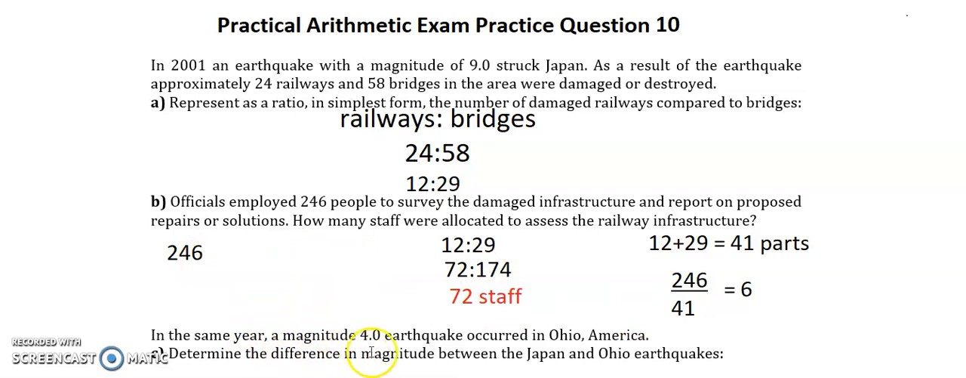In the same year, a magnitude 4 earthquake occurred. Determine the difference in magnitude between the Japan and Ohio earthquakes. Well, the difference is literally 9 take away 4 is 5. Now, we do know magnitude is looking at the log scale. So because it is the log scale, we need to look at it as 10 to the power of 5. And 10 to the power of 5 is equal to 10 and 1, 2, 3, 4, 5 zeros there, which means it is 100,000.